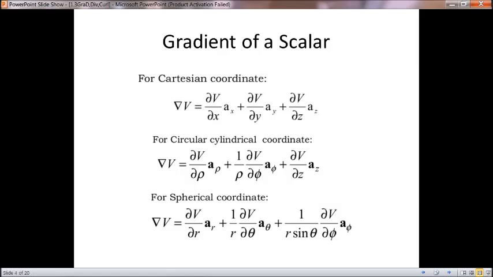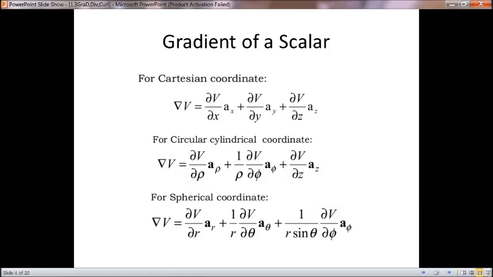You all have studied the coordinate systems. You all know how this rho, how this r, why this r sin theta is coming, right? So for the Cartesian coordinate system, it will be dou v by dou x, x y z has to be considered. For the cylindrical coordinate system, rho phi z has to be considered. For the spherical coordinate system, r theta phi has to be considered. So this is the gradient of a scalar function over three different coordinate systems.